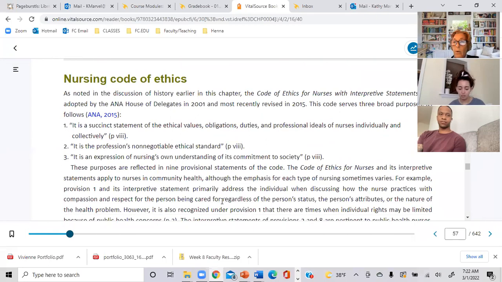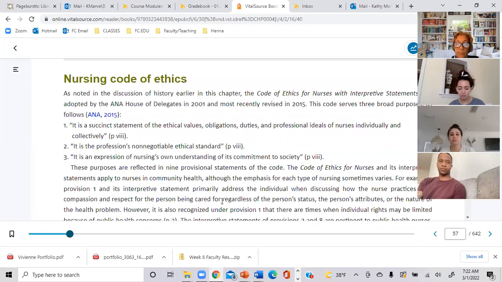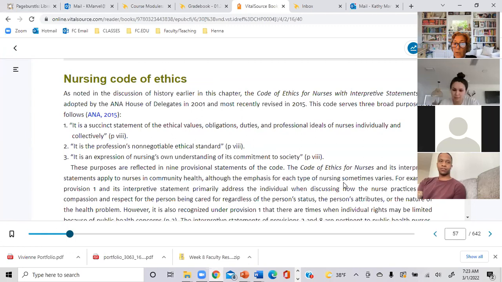Has everybody heard of the Nursing Code of Ethics? Yes, ma'am. Okay. Right. Each specialty has a code of ethics. So public health has their code of ethics. This is a generic section here, but know that the code of ethics for nurses is an interpretive statement and applies to nurses in community health. Although the emphasis for each type of nursing sometimes varies. So hospice nursing has a code of ethics. School nursing has a code of ethics. Home health nursing has a code of ethics.